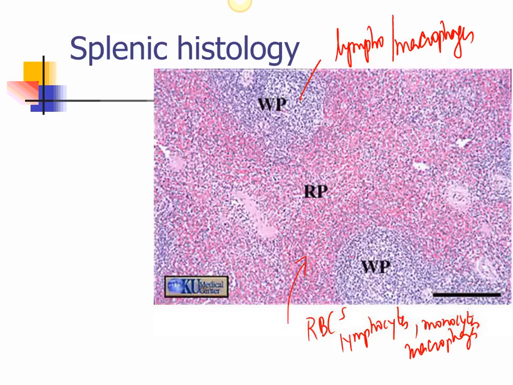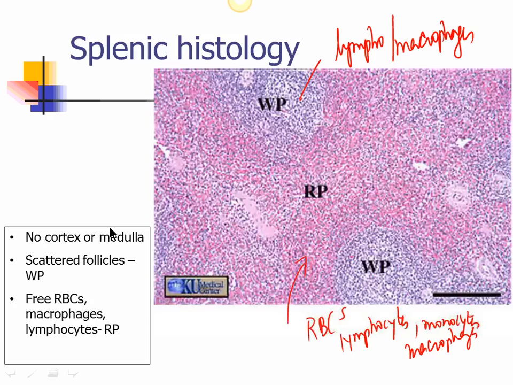Okay, so that is very typical of spleen, having a red pulp and white pulp. No cortex or medulla. So no cortex or medulla, scattered follicles, which we call white pulp, and then there are free RBCs, macrophages, lymphocytes, which is the area which we call red pulp.